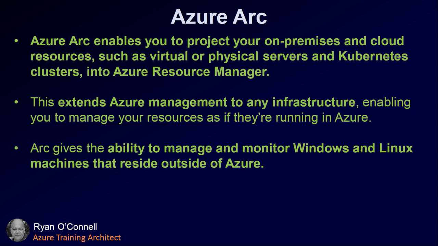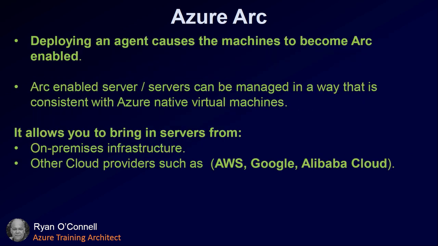Azure Arc enables you to project your on-premises and cloud resources such as virtual or physical servers and Kubernetes clusters into the Azure Resource Manager. This extends the Azure management to any infrastructure, enabling you to manage resources as if they were running in Azure. Arc gives you the ability to manage and monitor Windows and Linux machines that reside outside of Azure, such as Google Cloud, AWS Cloud, Alibaba Cloud, and any other place, or even on-prem.